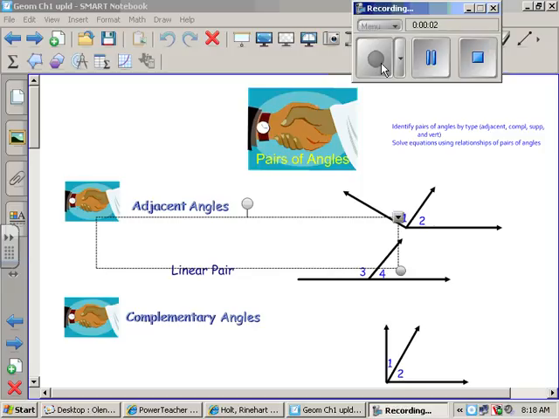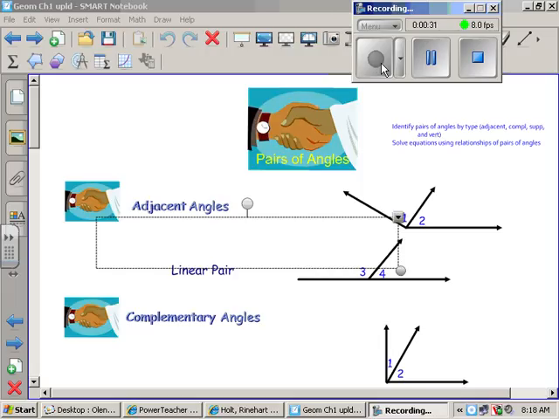We're going to identify pairs of angles, and we've already talked about this. We've already written the definitions for these. We're going to talk about adjacent angles, complementary, supplementary, and vertical angles, and linear pairs. Then we're going to combine those with algebra to come up with solutions to missing angle measures.